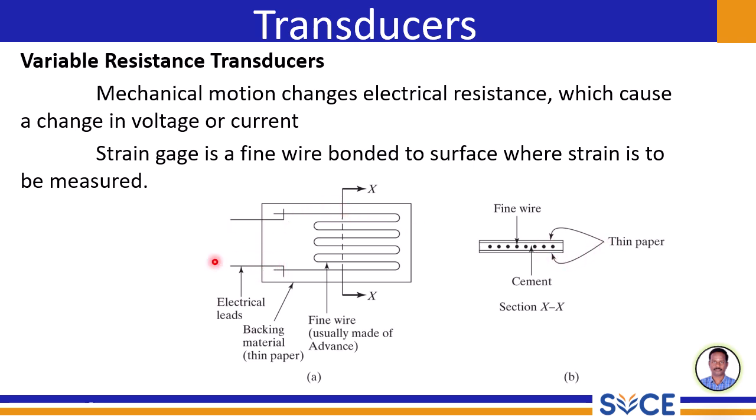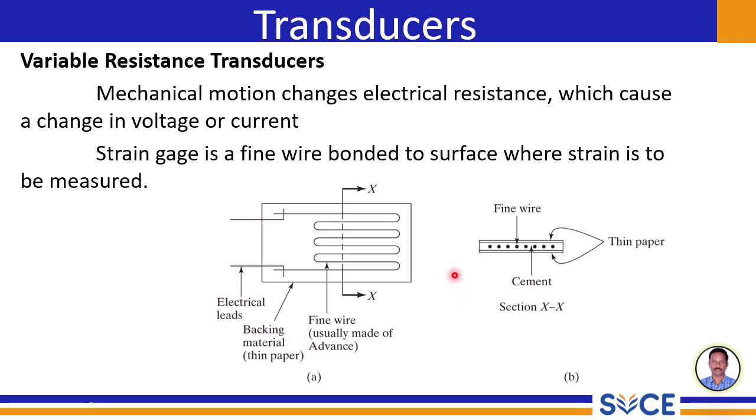When the surface to which the strain gauge is bonded experiences strain, the strain gauge is either stretched or compressed. The fine wire within the gauge also experiences a change in its length or cross-sectional area. Further, this figure B clearly shows the cross-section along the line XX in figure A.